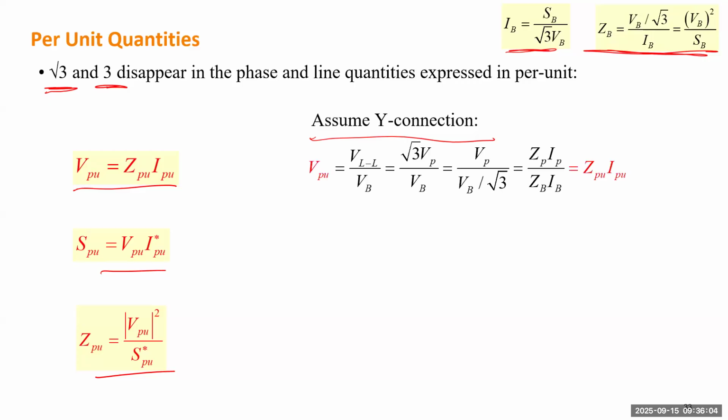For the Y connection, we want to prove the first formula. The V per unit will be the actual line-to-line voltage divided by the line-to-line base. The line-to-line voltage is the root of 3 times the line-to-neutral voltage, divided by the line-to-line base. Then we move this factor down, which makes the denominator the line-to-line voltage divided by root of 3.